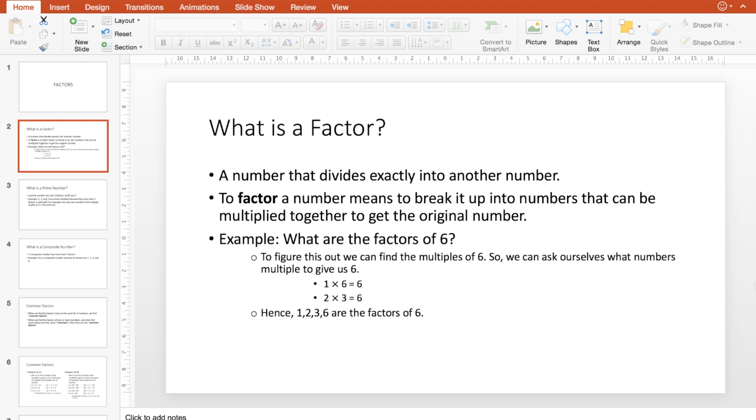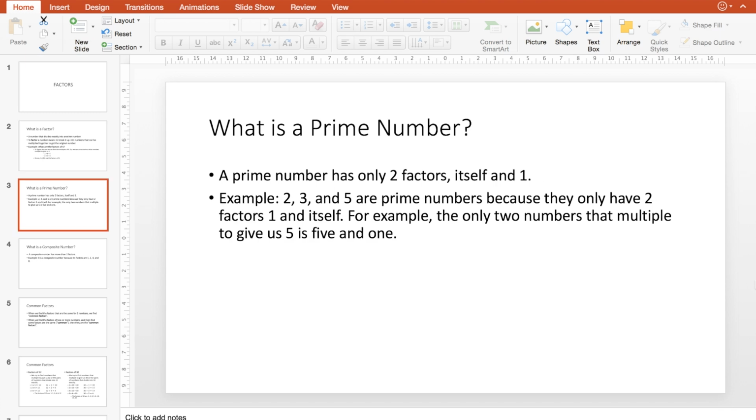So we basically ask ourselves what other numbers can be multiplied to give us 6. So we already have 1 and 6, and then the other ones are 2 multiplied with 3 gives us 6. Therefore, the factors of 6 are 1, 2, 3, and 6. So now let's go into prime numbers.